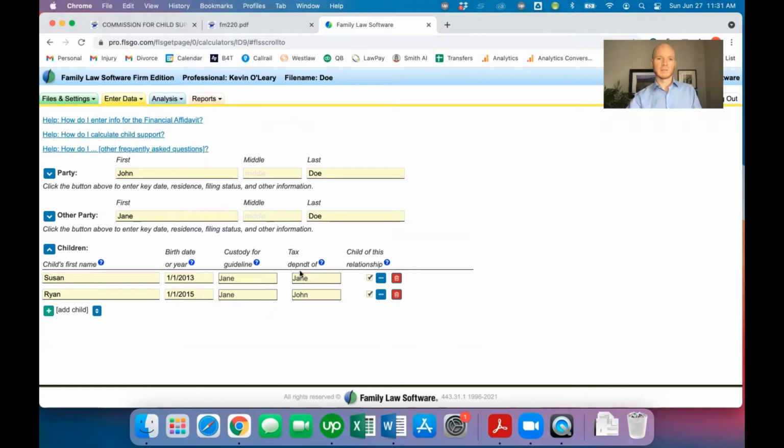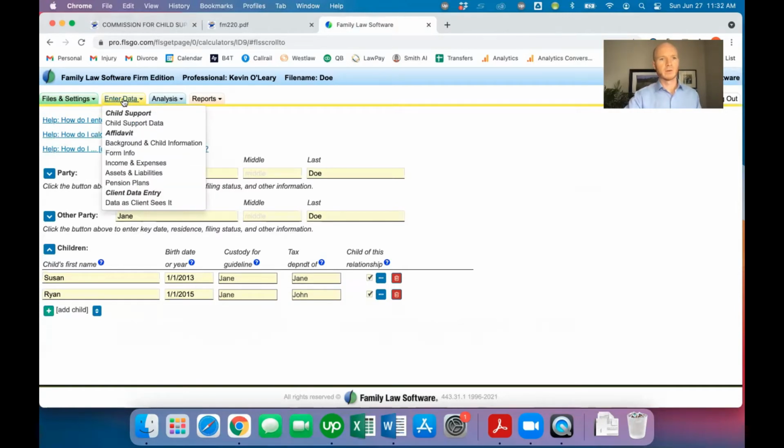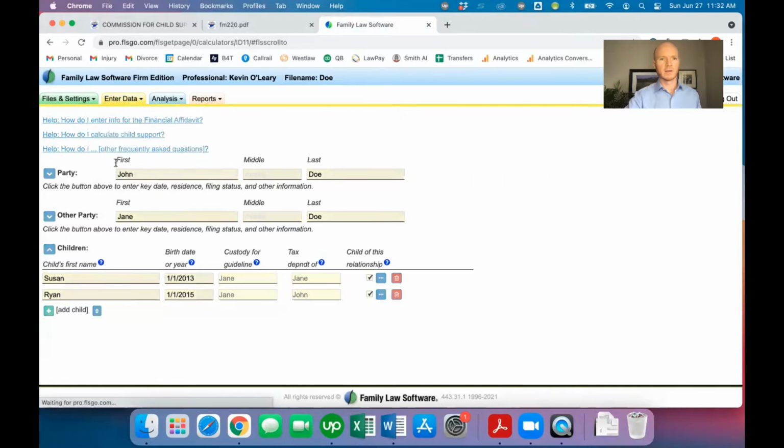And then we put the tax exemption. So normally you're going to have this either alternating. If there's one child, you would usually put this alternating, or if there's two, then normally you would just put one parent claiming one of the children and the other claiming the other child. But obviously these things can be different. And then you're going to go to enter data and put income and expenses.